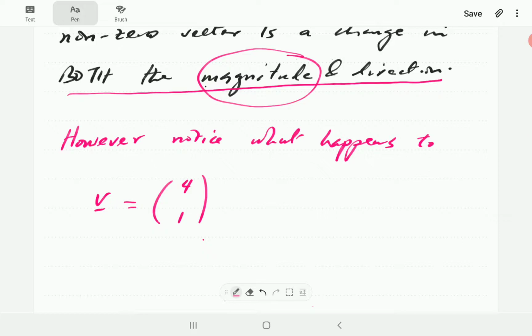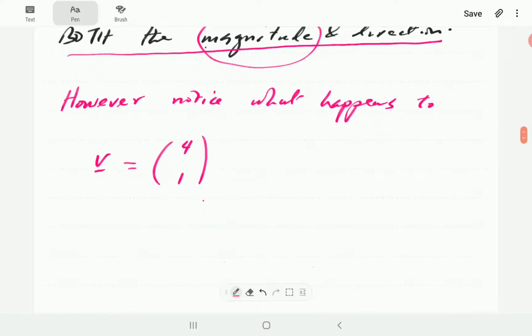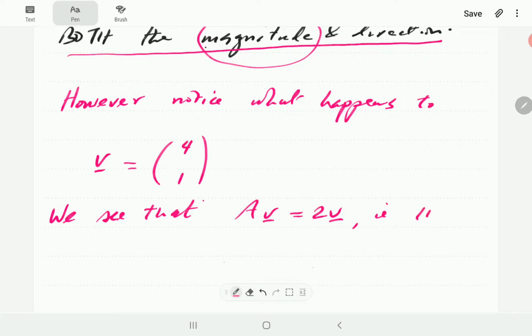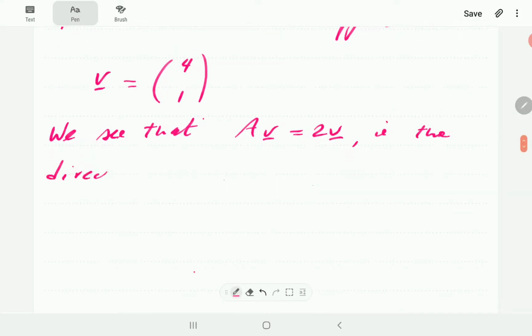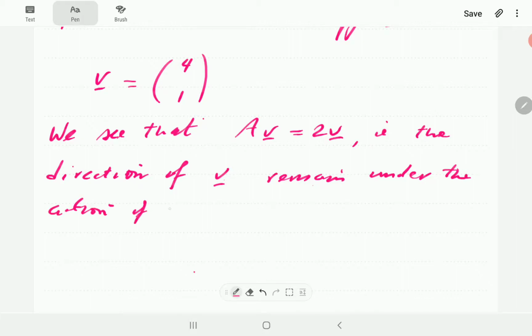Okay, so maybe let's just note that. So we see that A times V is equal to 2V, i.e. the direction of V remains invariant under the action of A. Okay.